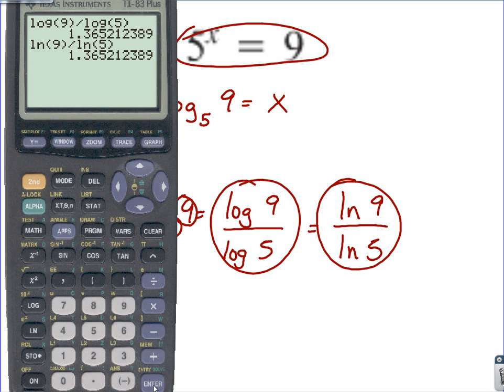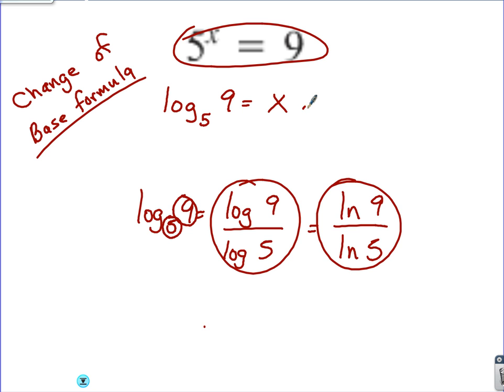So what that tells you is, I'm going to round that to 4 decimal places. x is about 1.3652. Is that right? If you raise 5 to the 1 point something, you had an idea about what your answer would be, because 5 to the first power is 5. 5 to the second power is 25, so it's got to be somewhere between 1 and 2. Well, what is it?